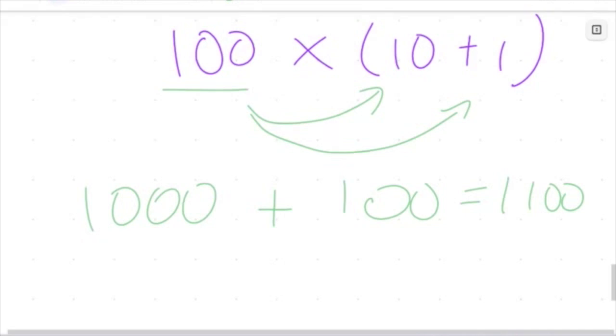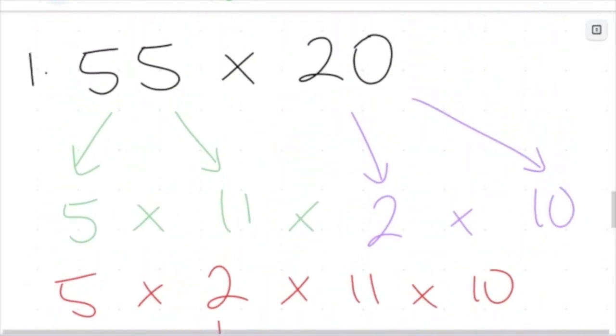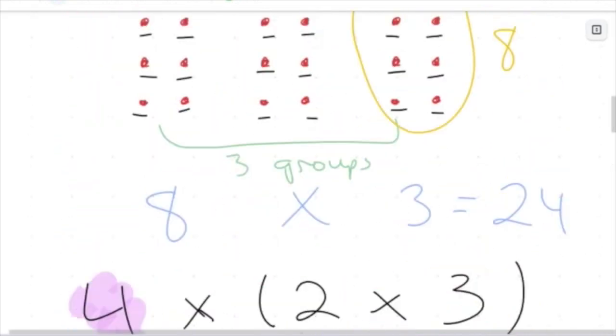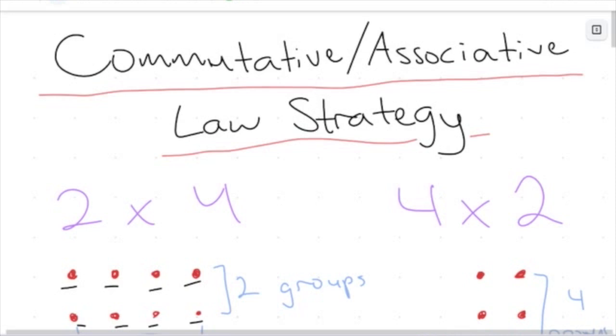So this was just a little video to show you another strategy to help us with our multiplication. And in order to understand this strategy, we need to understand that my multiplication covers both my commutative and associative laws. So both of these laws that we talked about in addition apply to multiplication as well. And this gives us another strategy to work through some of these harder multiplications.